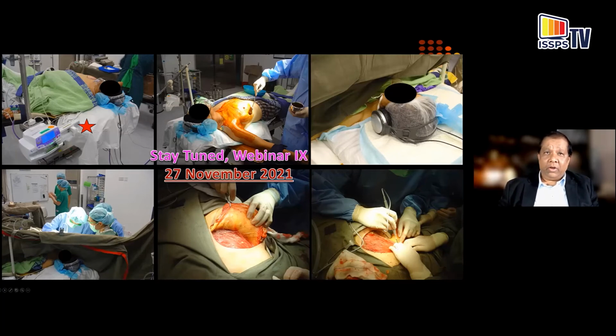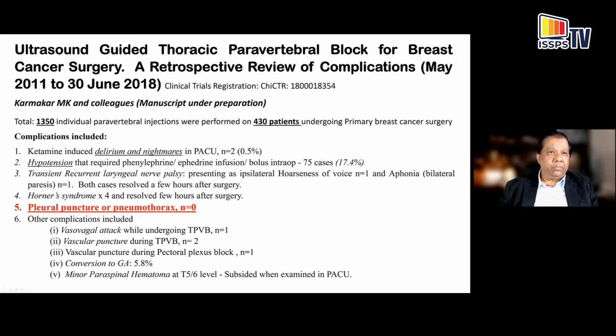This is data not yet published, but we are in the process of preparing for publication. This is our experience over 6 years, where in a single unit, 430 patients received multi-level paravertebral injections of various types. Individually, about 1,400 injections were performed. There was a 0 incidence of pleural puncture or pneumothorax. The majority of the complications or side effects were related to the ketamine that we needed during the procedures. Of course, there were some incidences of vasovagal attacks, incidence of vascular puncture, and minor paraspinal hematoma.